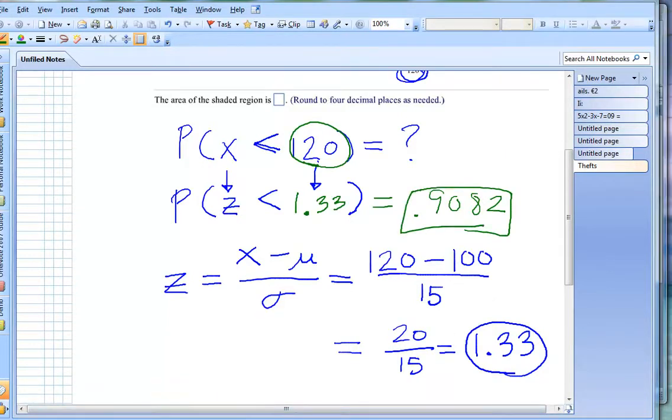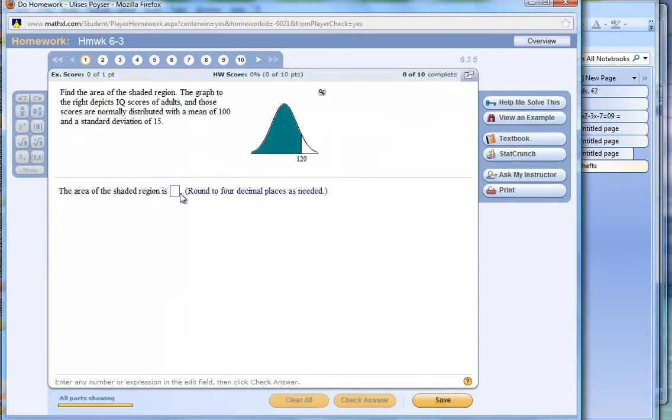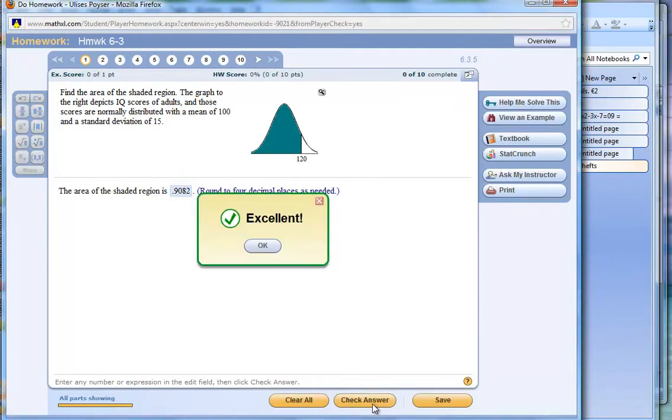I've got my MyMathLab opened up over here. I'm just going to type this in, 0.9082. We'll click on our check answer button, and sure enough, we got it right.